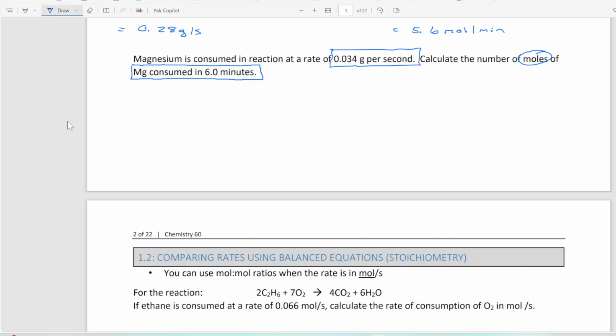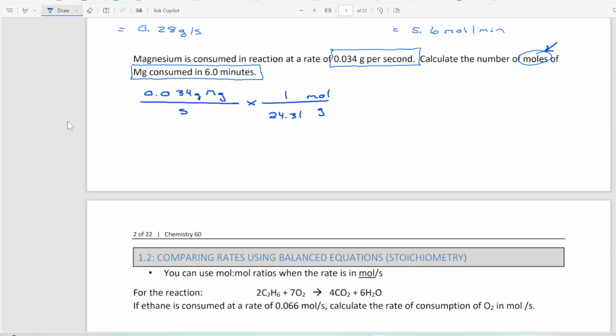So, okay, I'm going to start with 0.034 grams of magnesium is used per second, and I want to convert this just to moles. So no unit of time and not grams. So it's up to me what I want to switch first. So I could switch from grams to moles first, which maybe that's what I'm going to start to do. So my grams is going to go on the bottom, my moles is going to go on the top. And I'm going to look it up, and I know that 1 mole of magnesium weighs 24.31 grams.